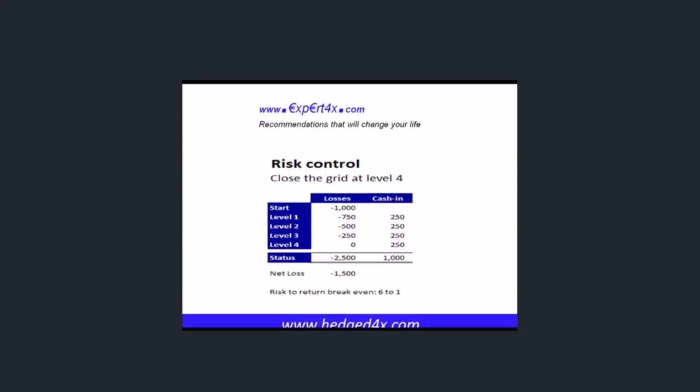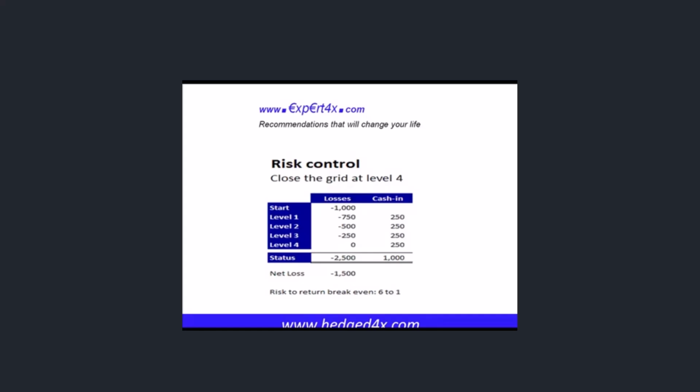Now, risk control, this is probably the most important slide, because what is going around in all people's minds is, what if the price just trends and trends and trends and never makes any of these retracements, and we need a 100% retracement to make money, we need a 50% retracement to make money, and then we need a 33% retracement to break even, and then after that we start making losses. So at Expert Forex, we recommend very strongly that you never trade past the fourth level.